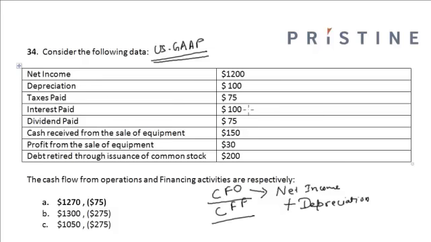Now taxes paid has already been accounted for in the net income. The dividends paid comes after net income, and it is not a part of cash flow from operations under US GAAP. Now cash received from the sale of equipment is a part of the investing cash flow. The profit from the sale of equipment is a part of the net income, but it does not come from cash flow from operations, and hence it will be deducted: minus profit from sale of equipment.